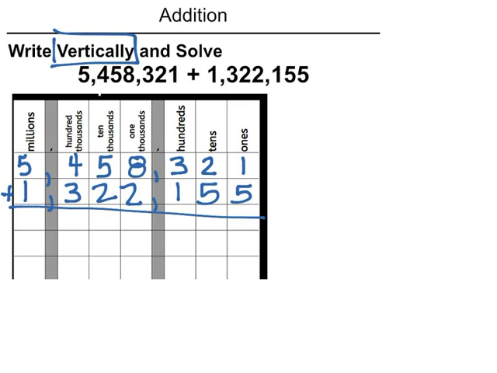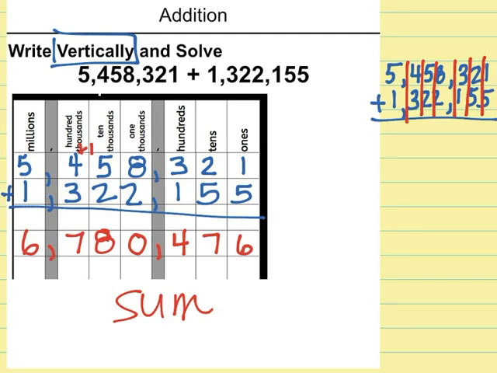5,458,321. Yep. 1,322,155. Now, if I am writing this on lined paper, okay, I'm not sure, I just saw my thing flashing. I'm not sure if that recorded that whole problem or not. I hope it did. Long story short, line your numbers up, add them. Let's go on to subtraction.